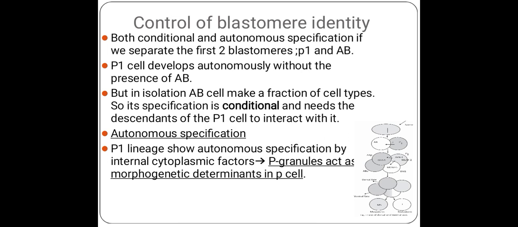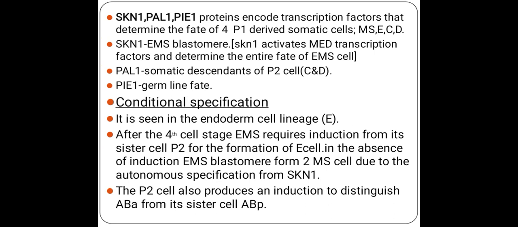Control of blastomere identity. Both conditional and autonomous specification occur if we separate the first two blastomeres P1 and AB. The P1 cell develops autonomously without the presence of AB, but in isolation the AB cell makes only a fraction of cell types, so its specification is conditional and needs the descendants of the P1 cell to interact with it. Then autonomous specification: the P1 lineage shows autonomous specification by internal cytoplasmic factors. P granules act as morphogenetic determinants in the P cell.